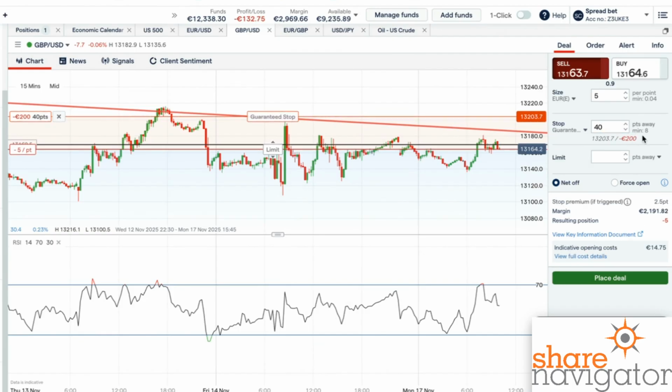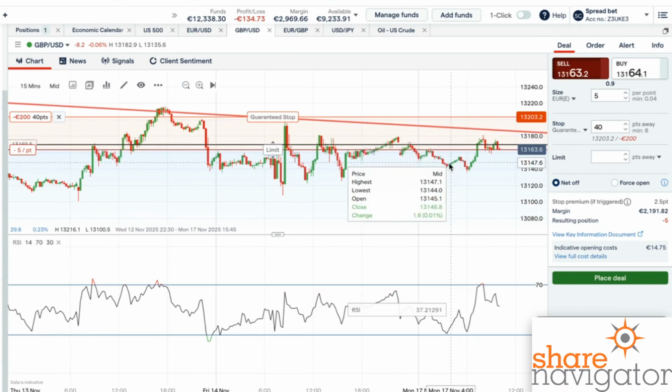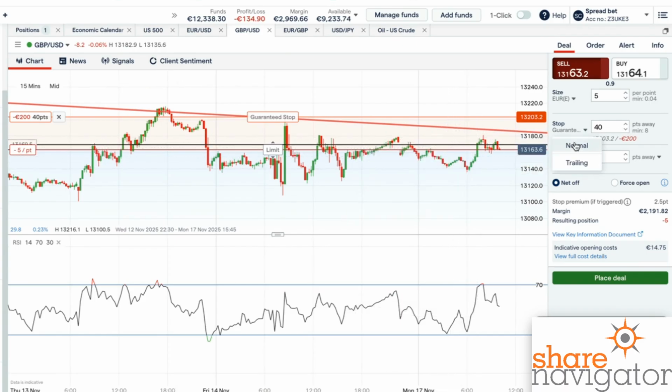Now, because we're trading during the day at the moment, I'm going to move that back to a normal stop loss because that premium is a little bit high, and we're looking at a maximum risk here of €200 if it goes wrong against us.